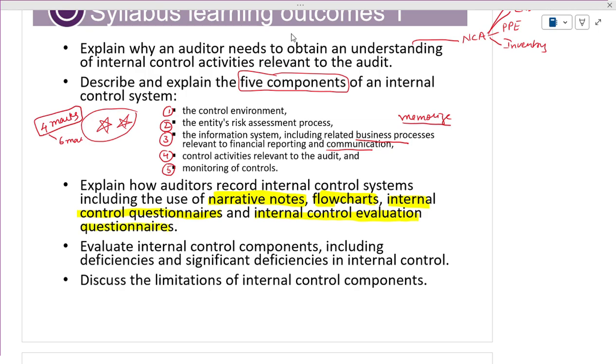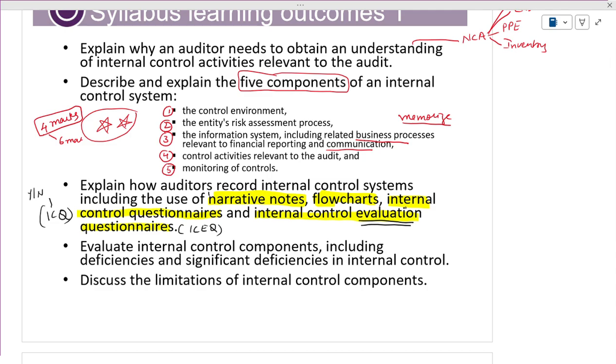Okay, one is internal control questionnaires, ICQ. The second one is ICEQ, the internal control evaluation questionnaire. In the internal control questionnaire, we will say yes or no. In the internal control evaluation questionnaire, we evaluate whether a control exists or does not exist. There is a good difference between these two. Okay, we will do this.